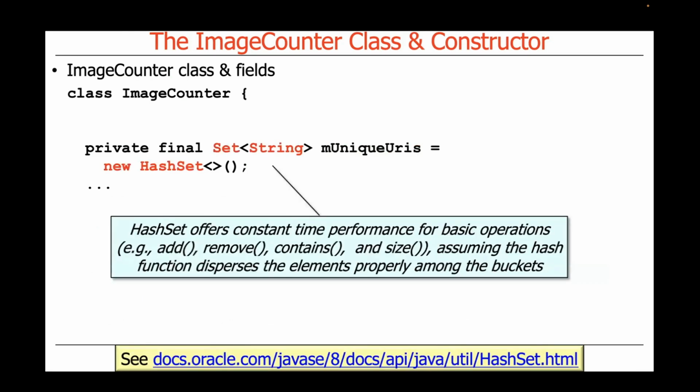We use a hash set here to do this because it offers constant time performance for basic operations like adding in particular. And it works in good order as long as the hash function disperses the elements properly among the buckets in the hash table. And for our purposes, it's also been designed to work effectively for browsing through websites because it's got some clever strategies for being able to rearrange the implementation to go from a linked list to a tree, a balanced tree, when a lot of things hash to the same location.